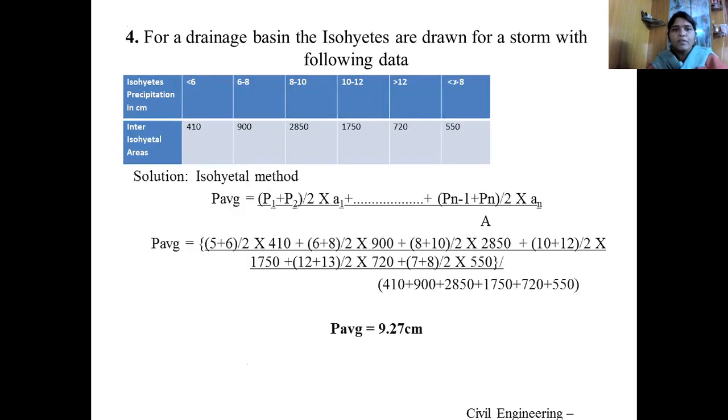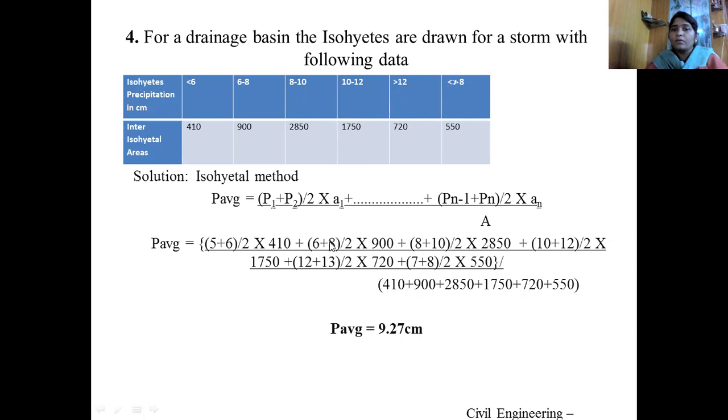Similarly, in the next problem, it is given less than 6, 6 to 8, 8 to 10, 10 to 12, greater than 12, and less than or not greater than 8. So here you can take anything less than 6, you can even take 0, 1, 2, 3, 4, 5. Here we have taken 5 plus 6 divided by 2 into 410, 6 plus 8 divided by 2 into 900, 8 plus 10 divided by 2 into 2850, 10 plus 12 divided by 2 into 1750.